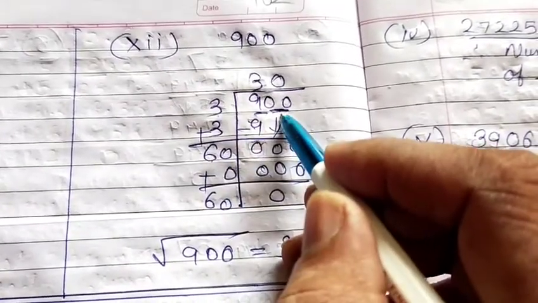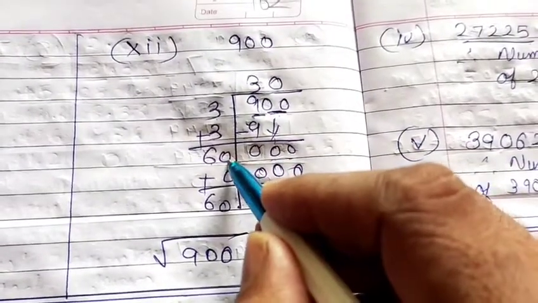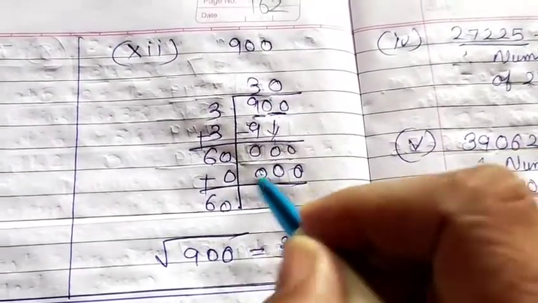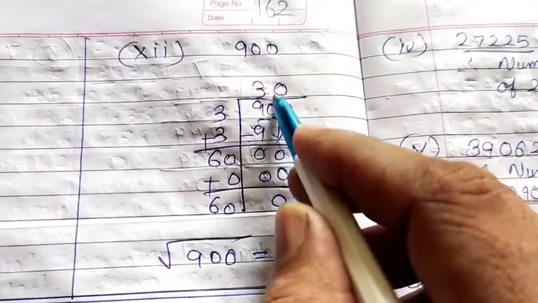Now here bring down the number which is next to the bar, 0 0. Now here 0 0 is there, so obviously you have to take 0 only, that means 0 should be multiplied by 0 so that you will get 0 0. And 0 added to 0 is 0 only, that means we can say the root of 900 is 30.